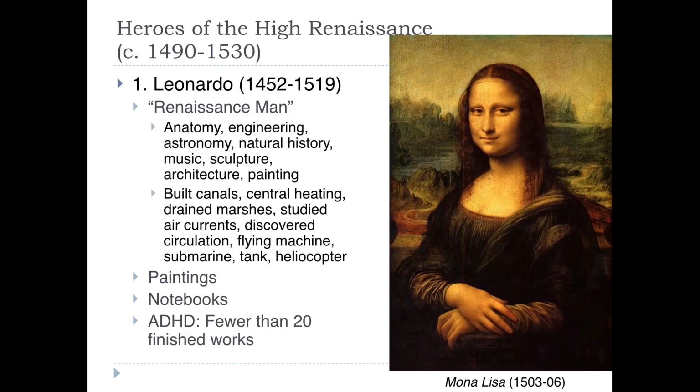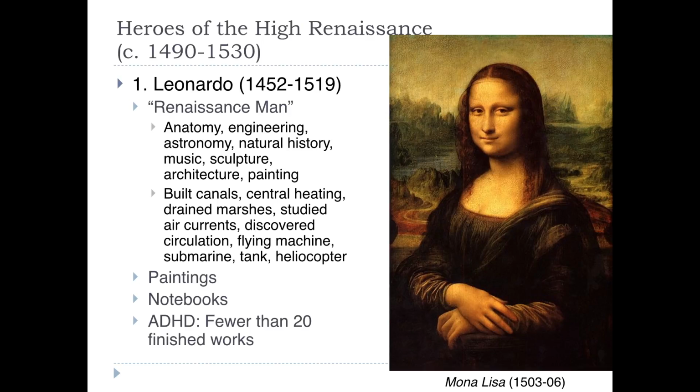And then the next category is the heroes of the Renaissance. And there's our man again, Leonardo da Vinci. If you don't know anything about him, and I'm not an expert on him, he really is an amazing character, because in that world he's the epitome of what we would consider a Renaissance man. He was well versed in anatomy, engineering, astronomy, natural history, music, sculpture, architecture, and painting. And we'll show examples of a lot of these.